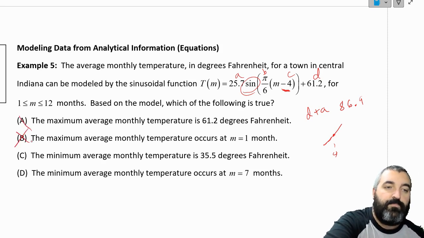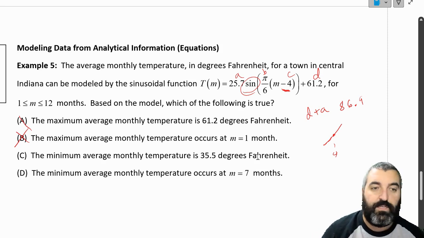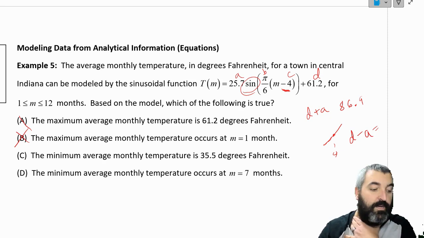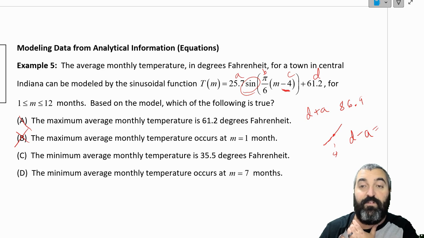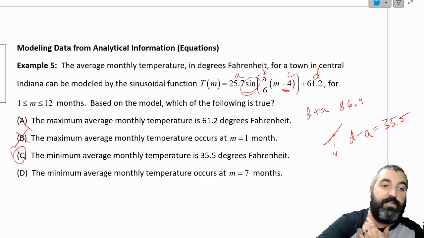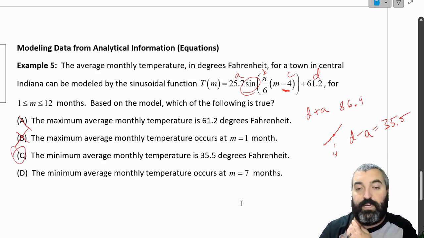So A is out, B is out. For C, the minimum average temperature is 35.5 degrees Fahrenheit. Now we're talking about the minimum temperature, so that would be D minus A instead of D plus A. In this case, 61.2 minus 25.7, which ends up being 35.5. So that tells us C is our correct answer.